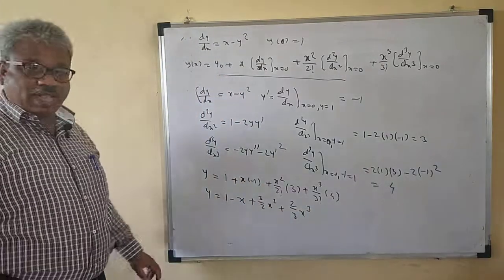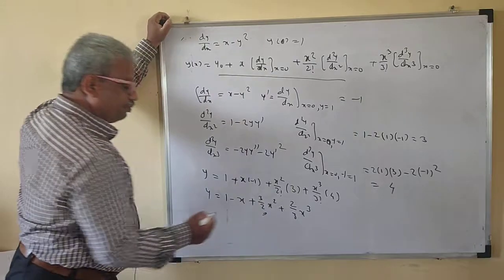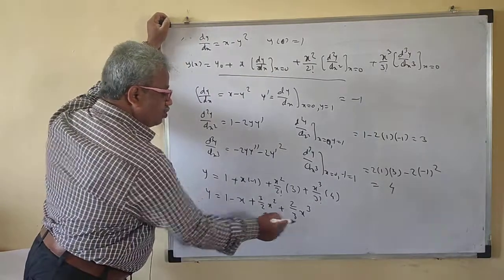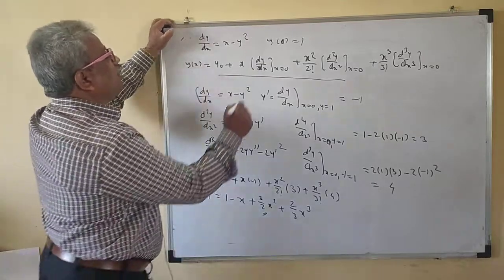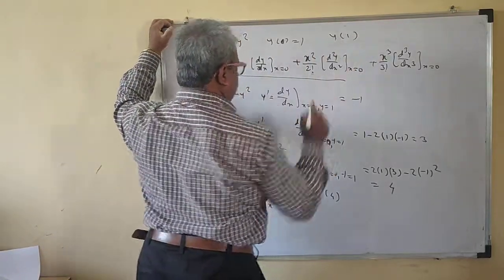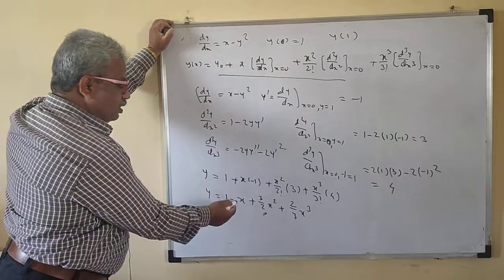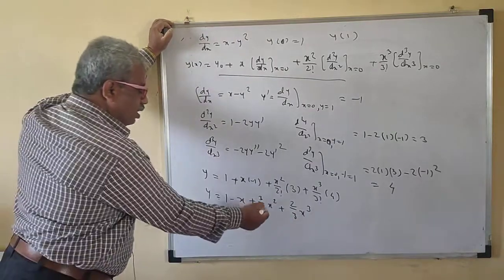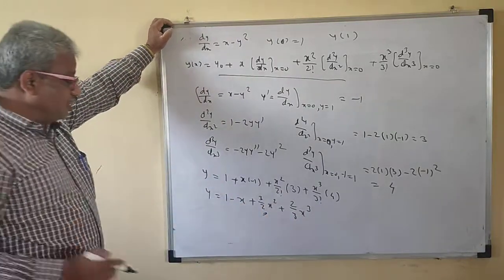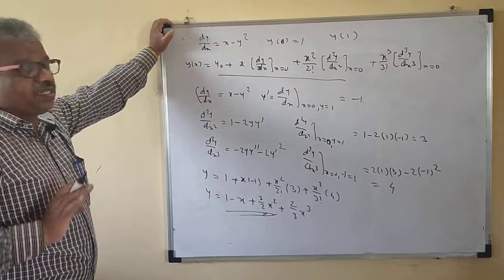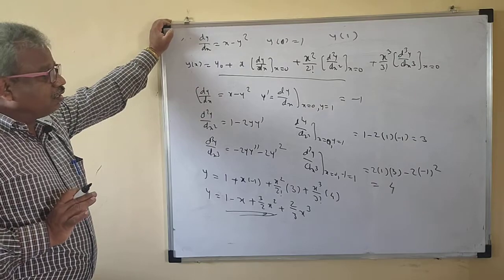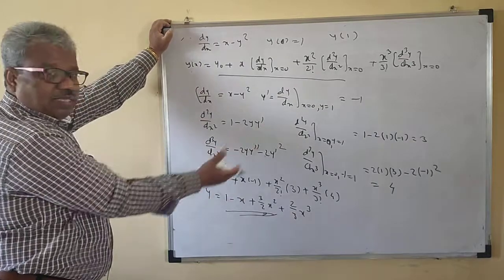So they will ask, find the coefficient of x square, or find the coefficient of x cube. Or they will find the value of y of 1, suppose. So what is y of 1? Put x is equal to 1 here. If it is only the first 3 terms, then I only have to consider this now. Don't find the third derivative. Only do this one, then the problem will be easy.